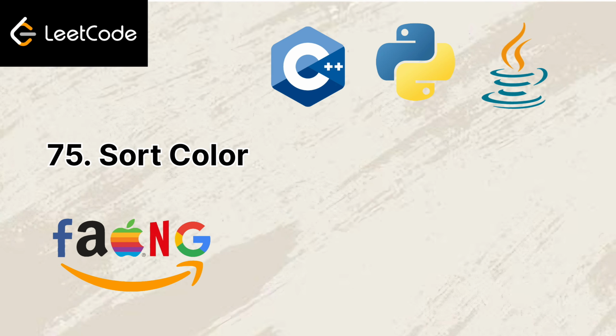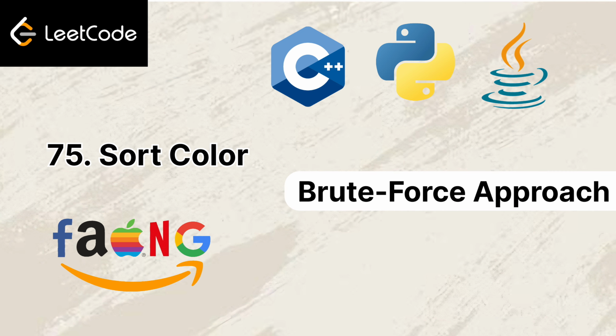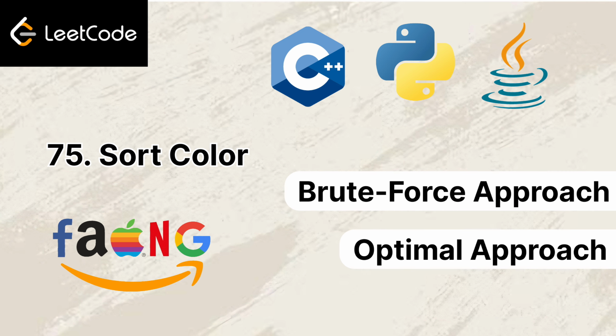Let's see LeetCode problem 75, Sort Colors. So we will discuss two approaches here. First is the brute force approach and second is the optimal approach. Okay, we will discuss the 3-pointer approach, which is the easiest approach to solve this problem. So let's get started.